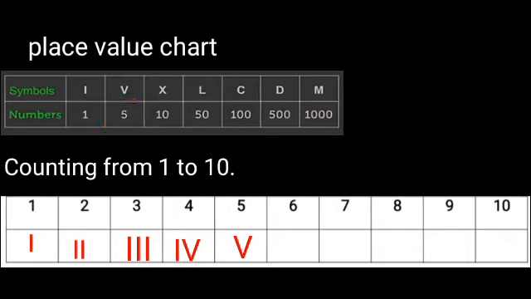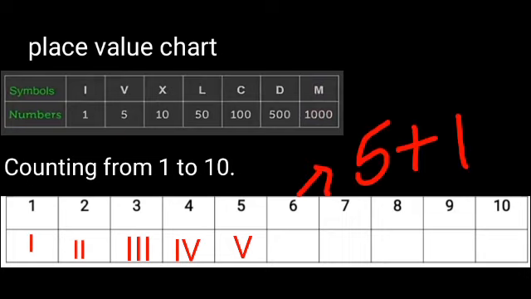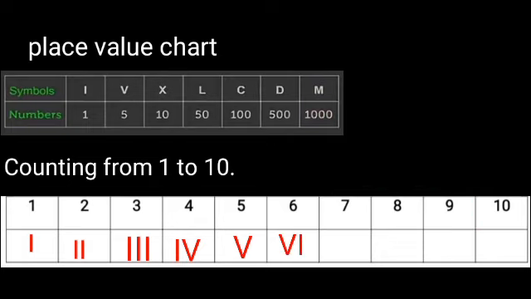To write the value of 6, we will write 5 plus 1. 5 means V, and to add 1, write the symbol of 1 at the right side. So 6 is VI. For 7, write VII. For writing 8, write VIII.